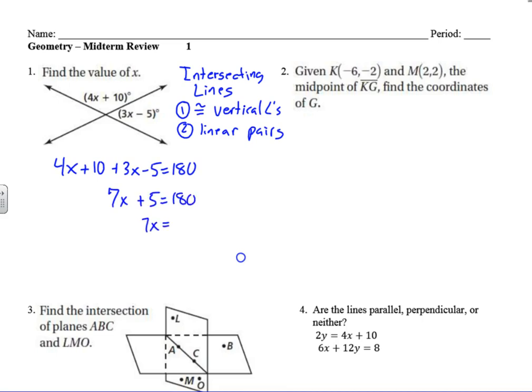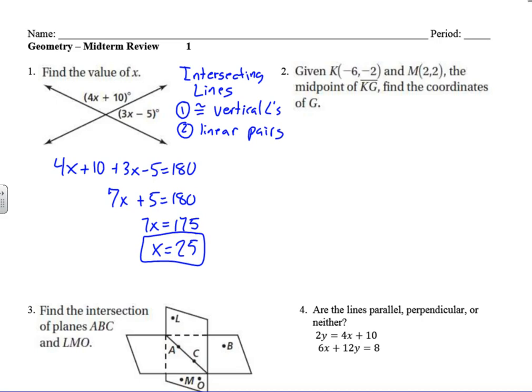So 7x equals 175. So when we divide by 7, 175 divided by 7 is, I'm going to do that. My math, doing that in my head is not working right now. So 175 divided by 7 is 25. Seems like that should have been easier. All right, so there we go. Good to recognize.